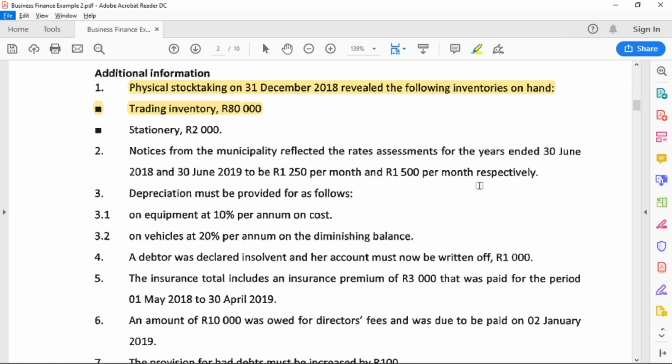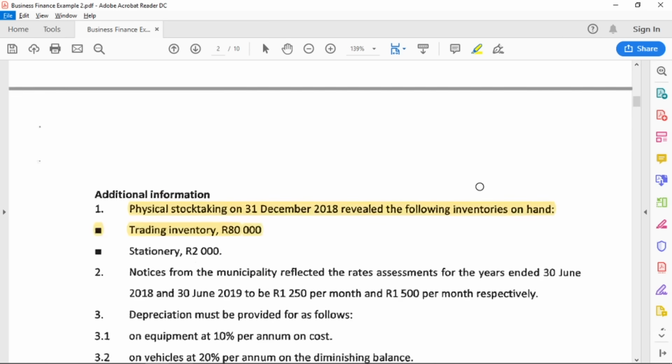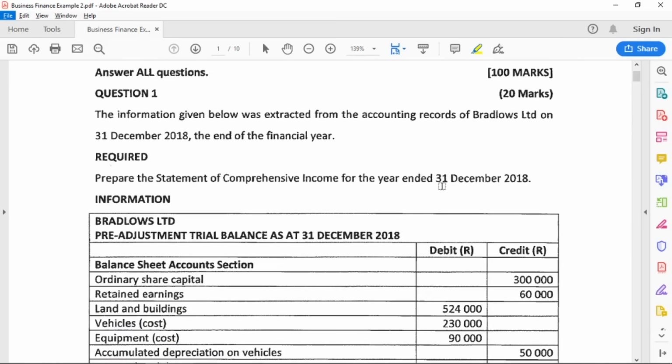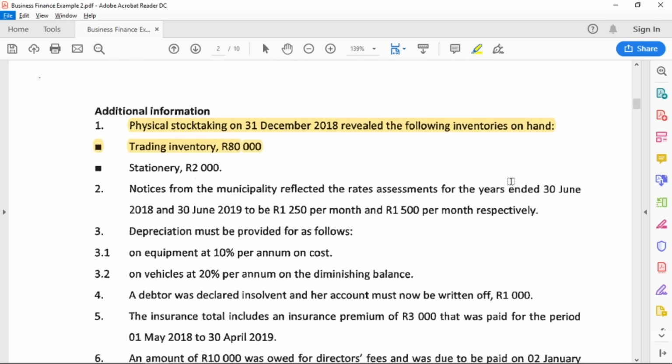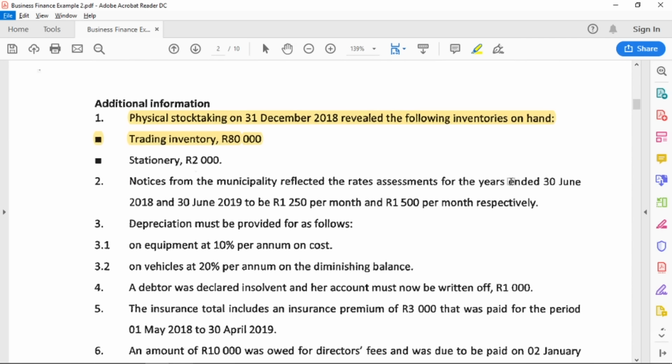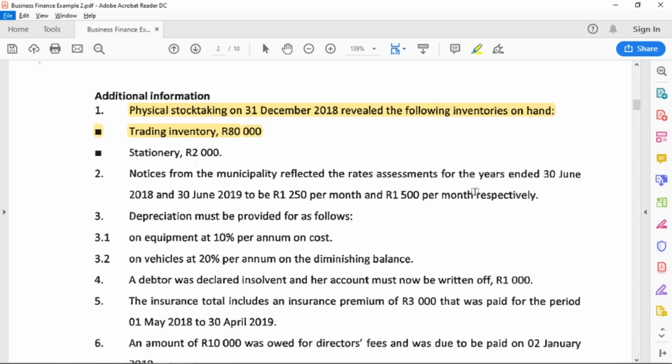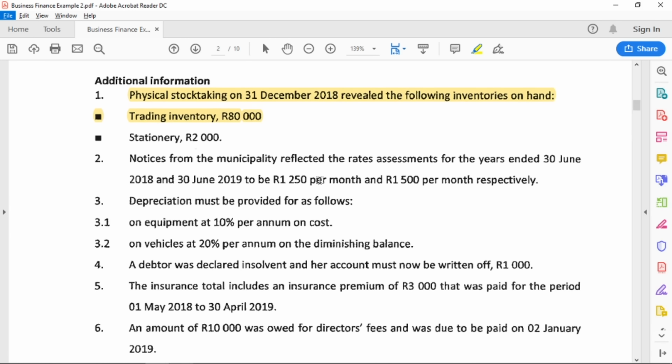It's very important to note what period we are dealing with here. We are told that we must do the statement of comprehensive income as at 31 December 2018. So we're only concerned with what happened between the 1st of January 2018 and the 31st of December 2018. So let's look at the amounts for municipal rates for those specific dates. We are told that until 30 June 2018, the rates were 1,250 Rand per month. So from the 1st of January 2018 to the 30th of June 2018, what were the rates?